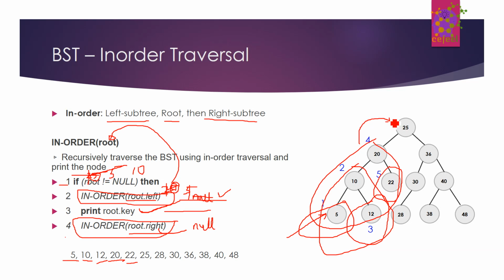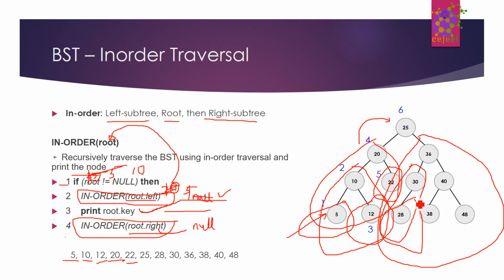Once it returns back to the 25 call, 25 will be printed because 25's left subtree is done. Now 25 is printed, and the next call will go to 25's right subtree. When the call goes to 25's right subtree, the same thing will happen, because in order, root dot left will be called first, which means the call will go to the left part of the subtree, and then finally 28 will be printed first. Then 28 will return back to 30, and 30 is now the root node which will be printed, and hence 30 is printed.